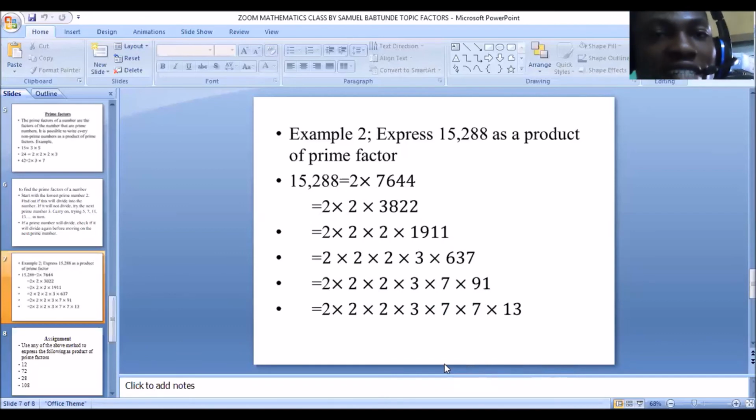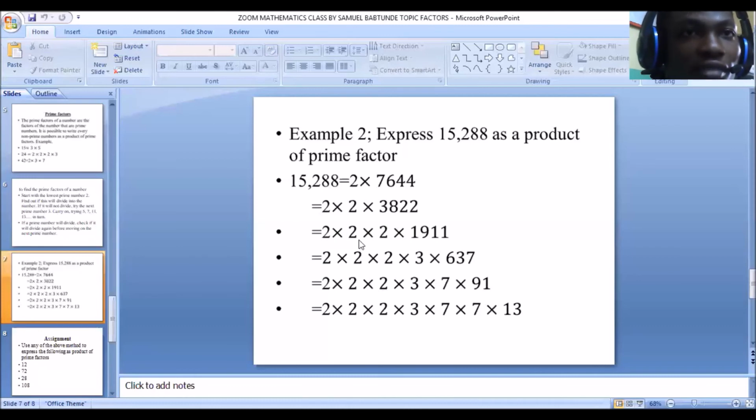Now, expressing 15,288 as a product of its prime factors will give me 2 times 2, which is 4, times 2, which is 8, times 3, times 7 again, times 13, which is 15,288. So I have successfully expressed 15,288 as a product of its prime factors.